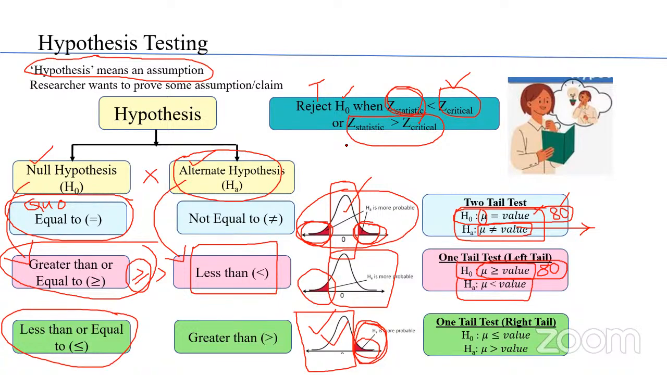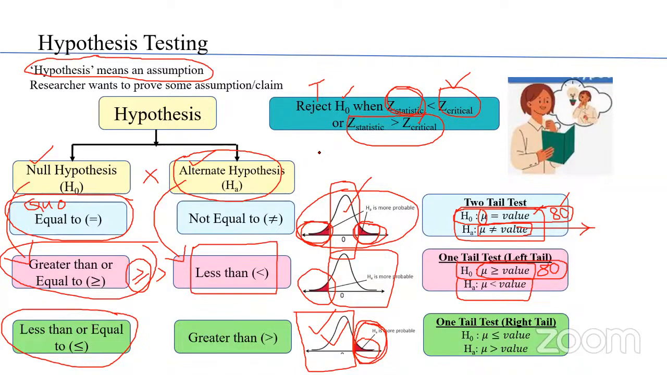Sir, in the previous slide, the right tail and left tail are just opposite of each other. How will we come to know that in this research we are considering the right tail, and in this research we are considering the left tail? Very good question. I have some problems for left tail, right tail, two tail, so there you'll get a clear idea.